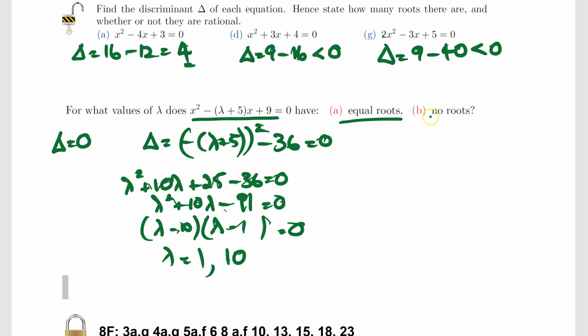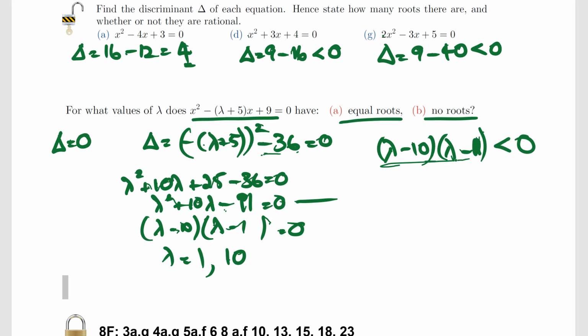And for part B, if it's going to have no roots, then again we want our discriminant, which we've already worked out here, to be less than 0. So if I jump down to this spot, no point redoing all of this, that gives me lambda minus 10, lambda minus 1, to be less than 0.